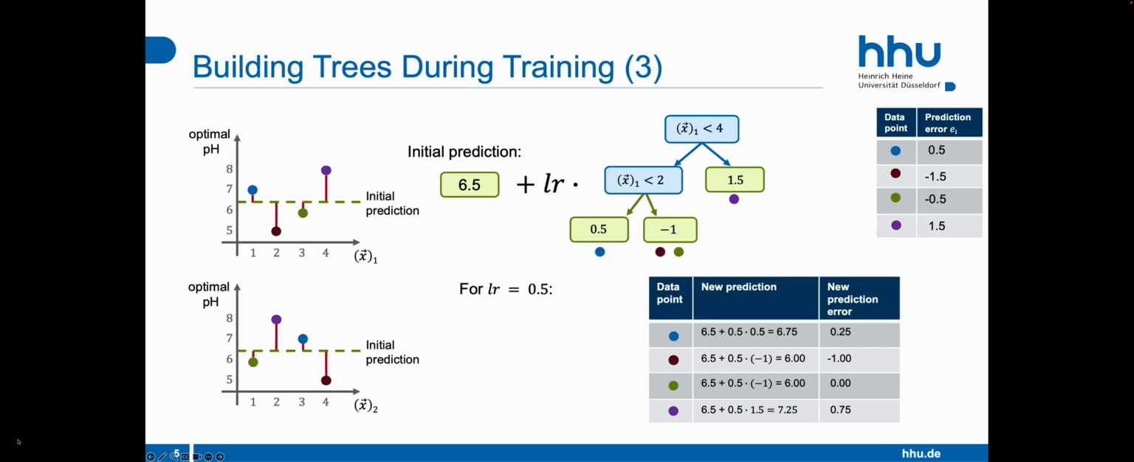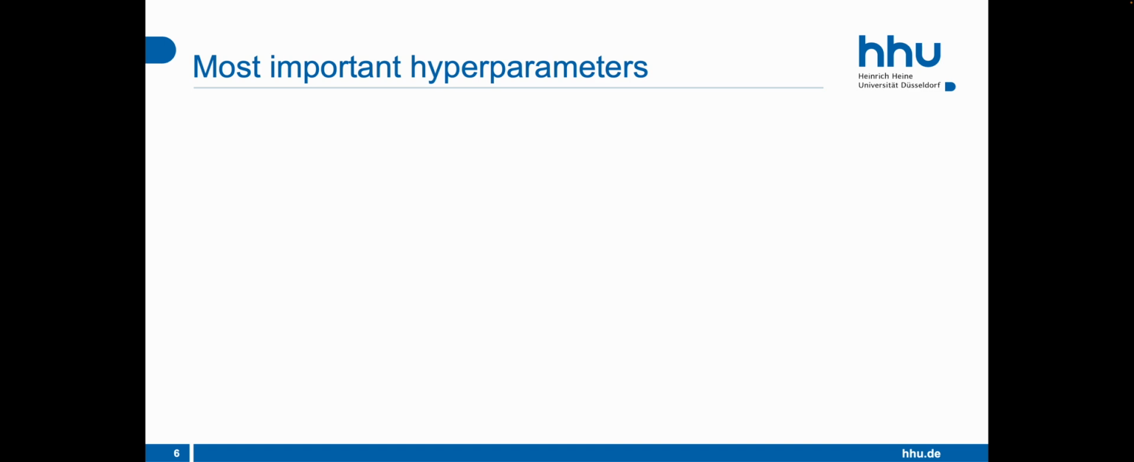This was, of course, only a very simple and small example of how we can build gradient boosting decision trees using our training data, and we left out a lot of details, but I hope this gives you a rough understanding of what happens during the training process. Now we want to look at the most important hyperparameters that we can tune when adjusting gradient boosting models when using the Python package xgboost.